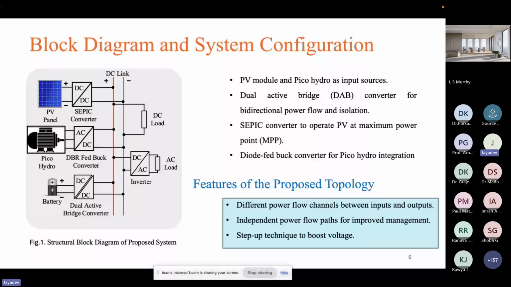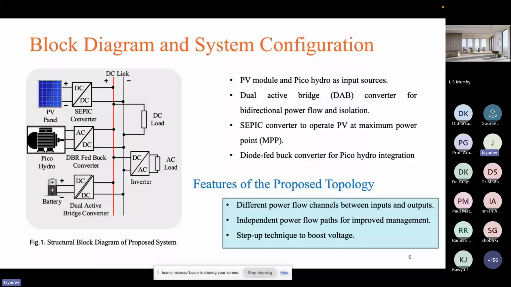Like solar PV is a DC power output source. We need a DC-DC interfacing converter. We can use a boost, a buck-boost, or a SEPIC converter. Here we are using a SEPIC converter. Why are we using a SEPIC converter? We'll discuss this later. And for pico hydro, the output of the pico hydro is an AC quantity. So we need to convert it into DC, whether it is stepping down or stepping up. It depends on your energy system.